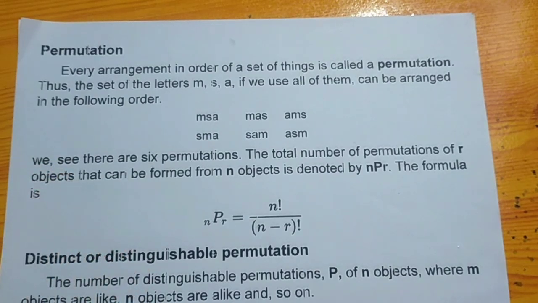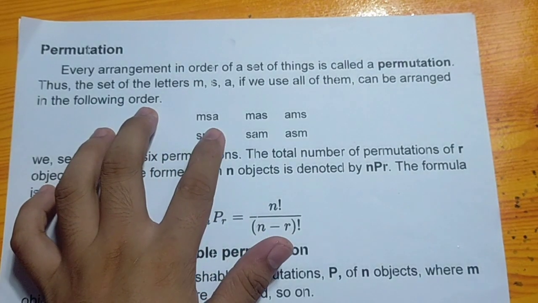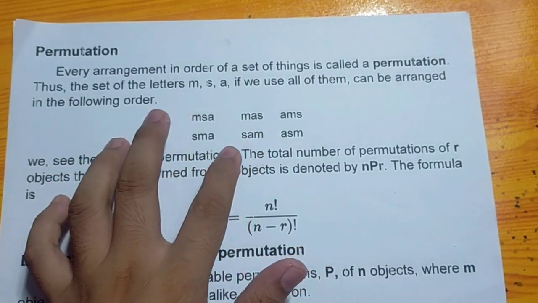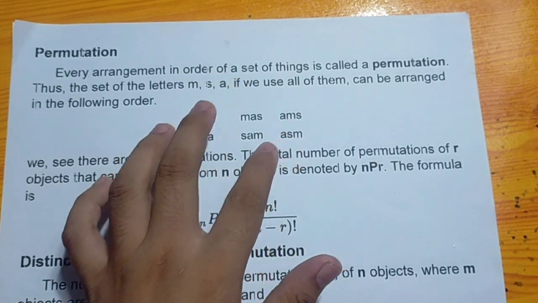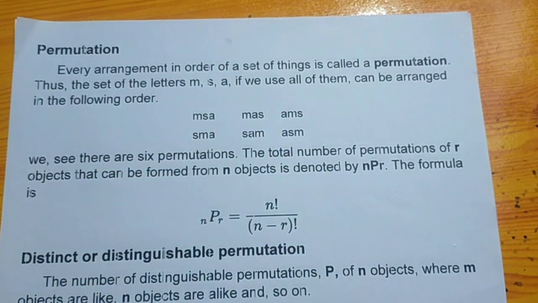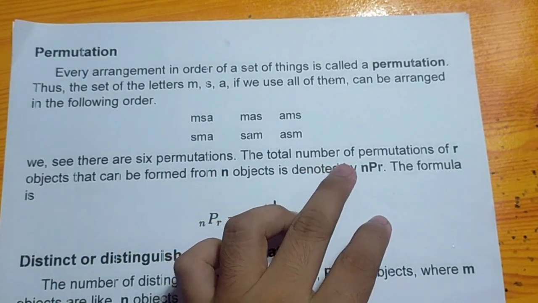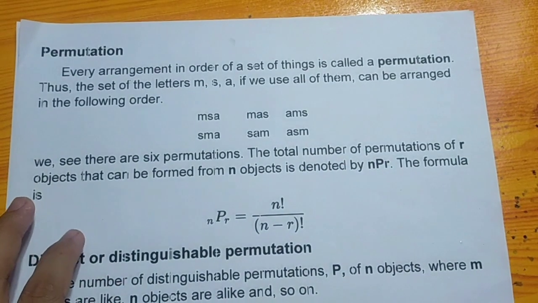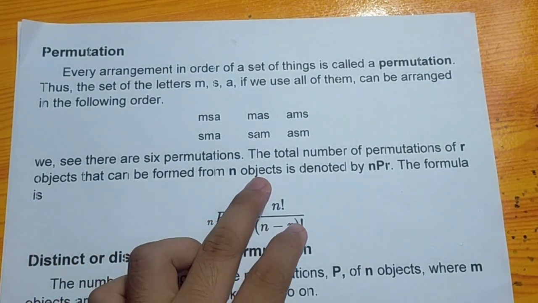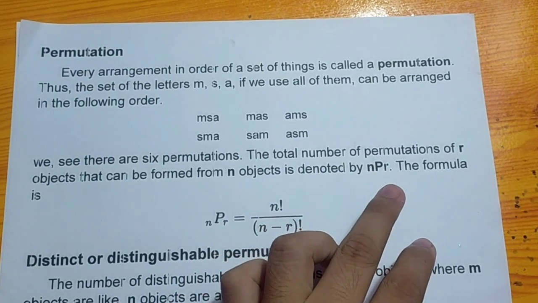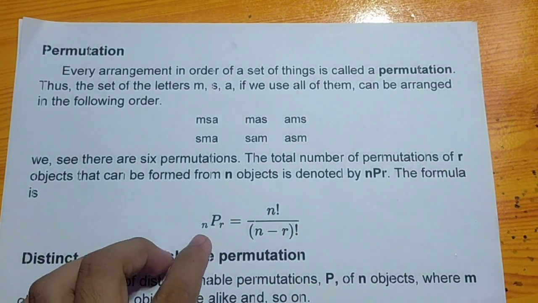So, here is the example of permutation. MSA, SMA, MAS, SAM, AMS, and ASM. So, we see there are 6 permutations. The total number of permutations of r objects that can be formed from n objects is denoted by permutation of n taken r at a time. So, the formula is this.